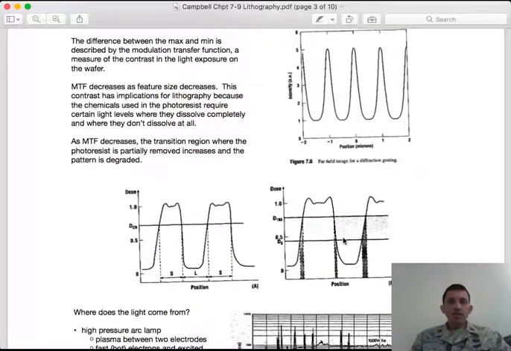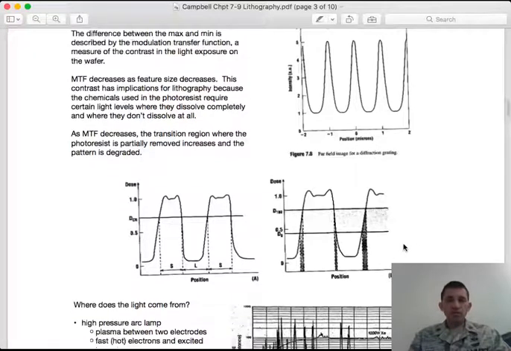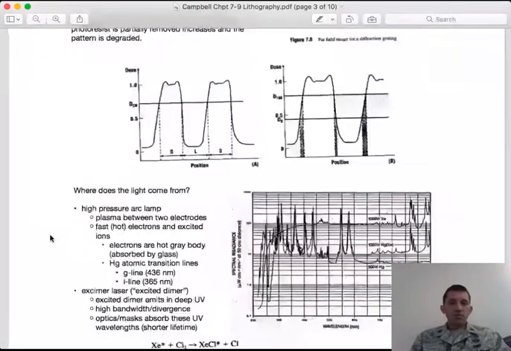The ideal case is not achieved with real photoresist, right? Real photoresist has this region where I have partial dissolution afterwards. And so as the modulation transfer function decreases, right, this region here becomes larger, and it limits how sharply I can define the edges of my features, and which degrades the pattern that I will produce.